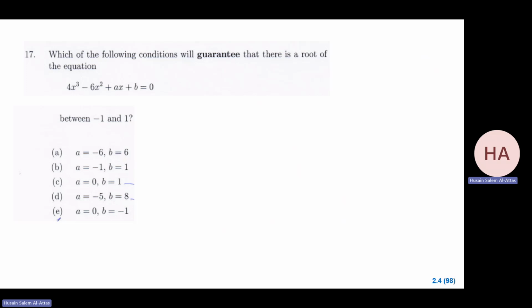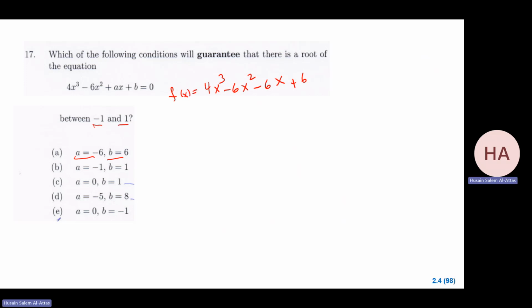Which of the following conditions will guarantee there is a root of this equation between minus 1 and 1? That he made it very complicated. That he put A and B, I want you to check. So put A as minus 6, so the equation will be minus 6x squared, and A is minus 6x, and B is 6. So this is my function.